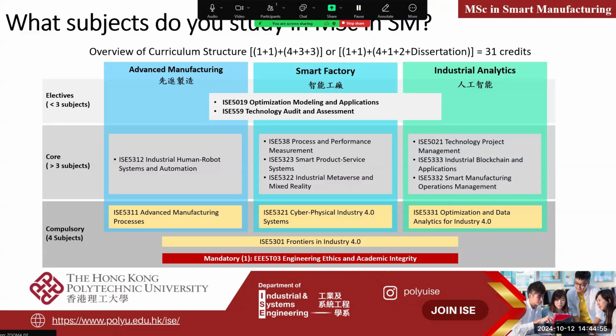For this one, as I already introduced, it is mandatory as required by the university. The most important compulsory course is called Frontiers in Industry 4.0. You may have heard of the term Industry 4.0. This course will be delivered in a seminar format. We will invite professors from leading universities in this area to give research seminars and share their insights about Industry 4.0.